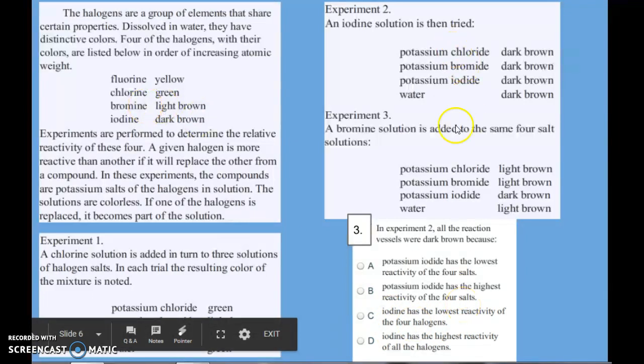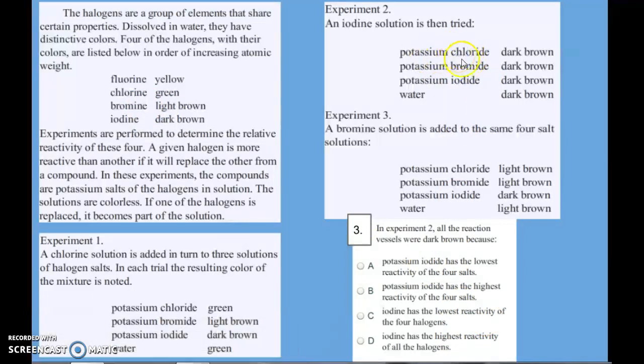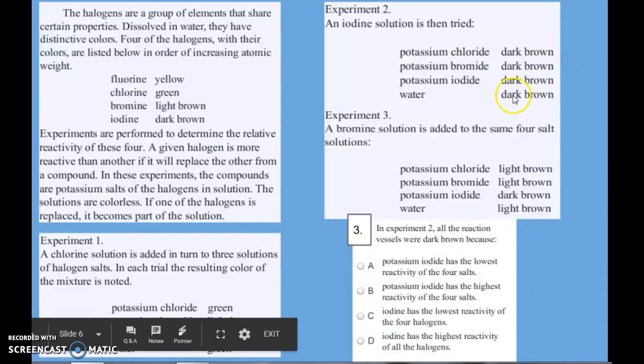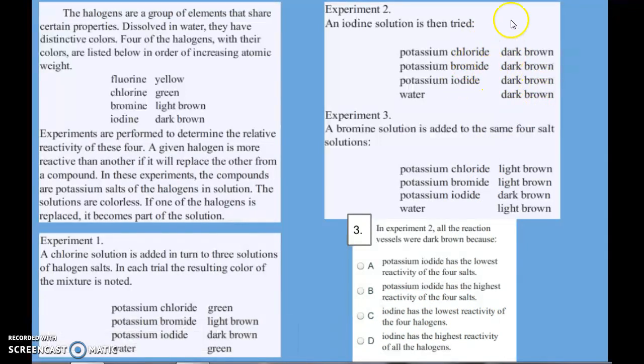Well, if it was the highest reactivity, it would kick the other halogens out of the salts. So we would get chlorine and bromine out of these, and you would get a different color. The reason it stays dark brown is because it has the lowest reactivity of all the 4 halogens, meaning it doesn't kick anything out of the salt. It just sits there and turns the solution a different color. And so our answer is C.